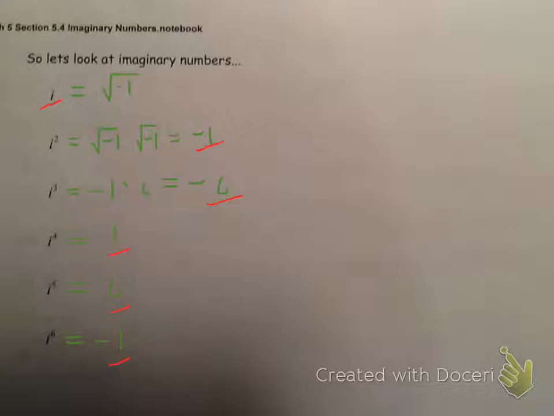So the pattern for imaginary numbers keeps repeating after every 4 of them. The pattern is i, negative 1, negative i, 1: the 2 in the middle are negative. So you can just count i to the first power, second power, third power, fourth power, fifth, sixth, seventh, eighth, 9, 10, 11, 12, and keep going. Okay, let's look at the next page.